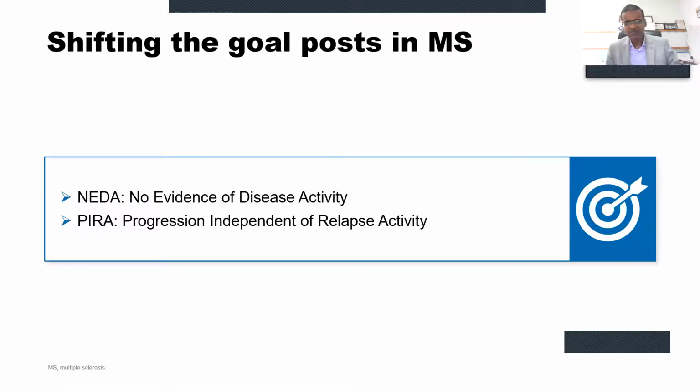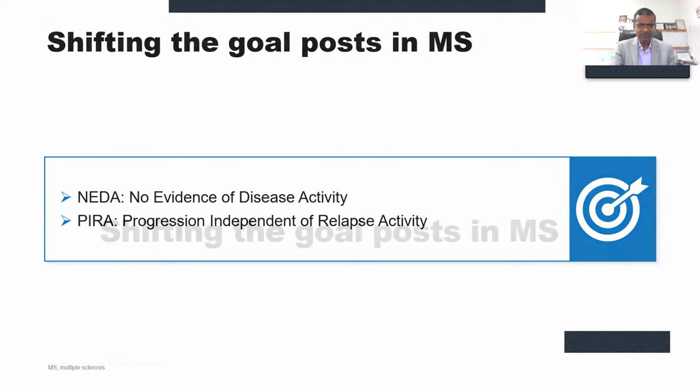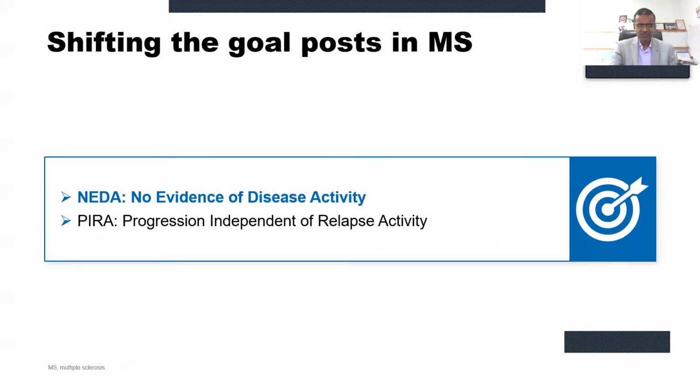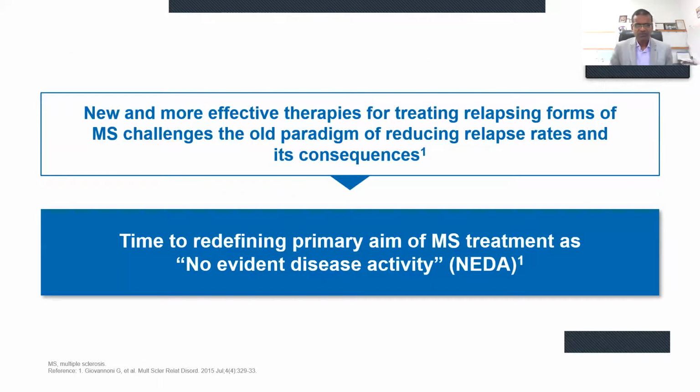And so we have to shift the goalposts in MS to these 2 other parameters, NEDA and PIRA. NEDA, as I mentioned, is no evidence of disease activity, and PIRA is progression independent of relapse activity. There are new and more effective therapies for treating relapsing forms of MS, and the time has come to redefine the primary aim of MS treatment as NEDA.